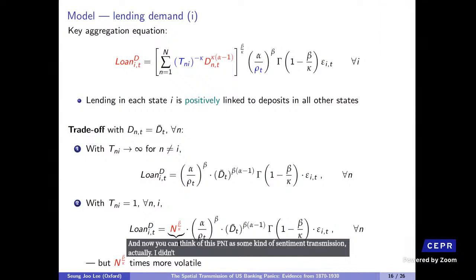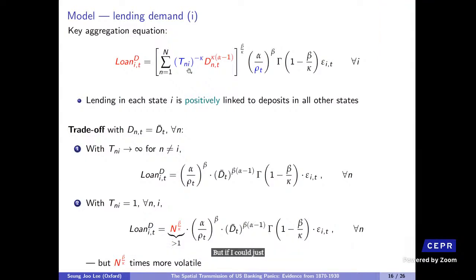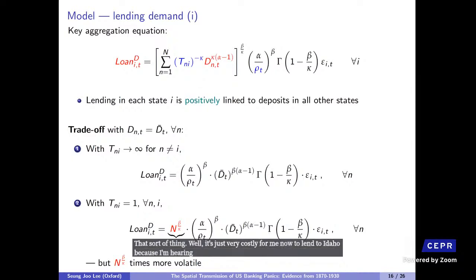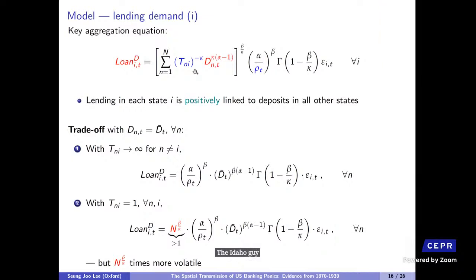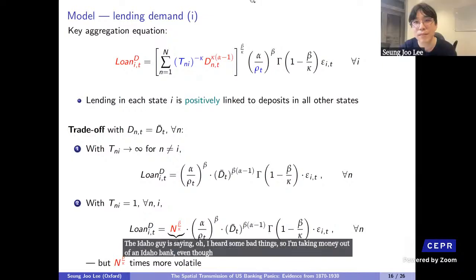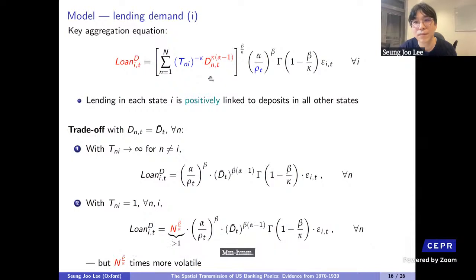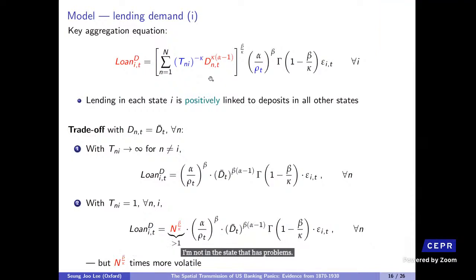But that sentiment is a sort of banker sentiment. It's very costly for me now to lend to Idaho because I'm hearing some bad news. But I don't see a depositor sentiment, where the Idaho guy says, oh, I heard some bad things, so I'm taking money out of the Idaho bank, even though I'm not in the state that has problems. That's a very great comment. I appreciate it.